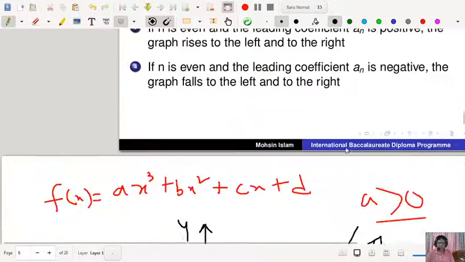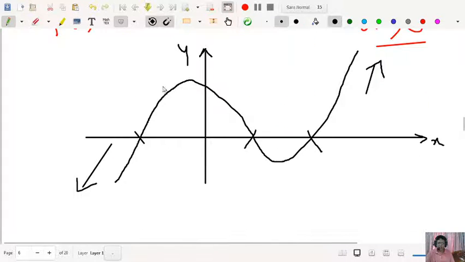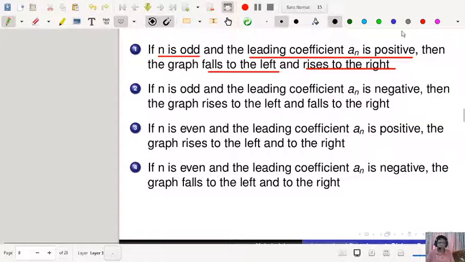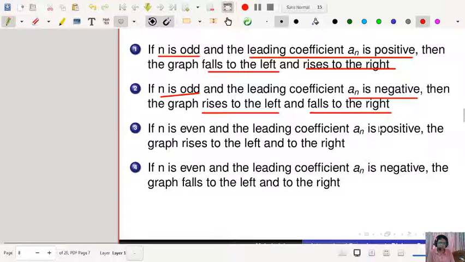So that is the explanation here also. It falls to the left, rises to the right. Am I clear? Okay. Next point: if n is odd and the leading coefficient is negative, then it will be of opposite nature. That is, the graph rises to the left and falls to the right.